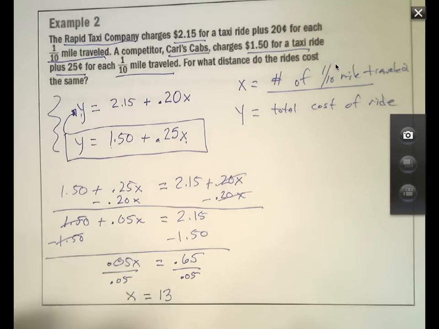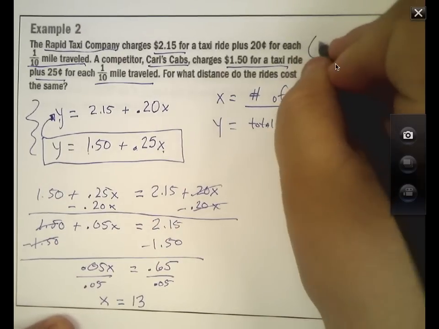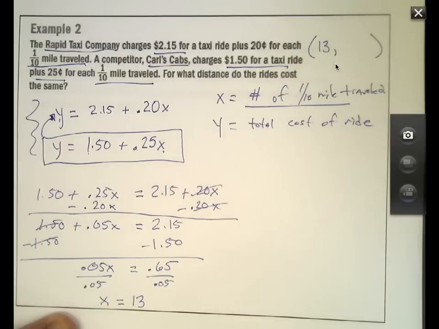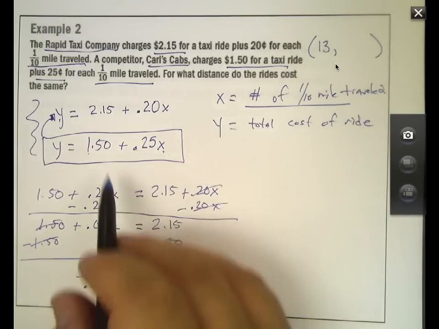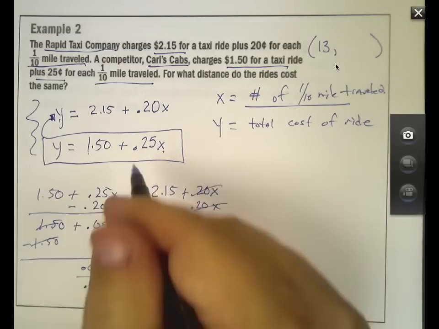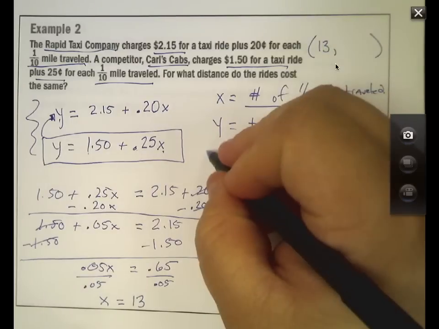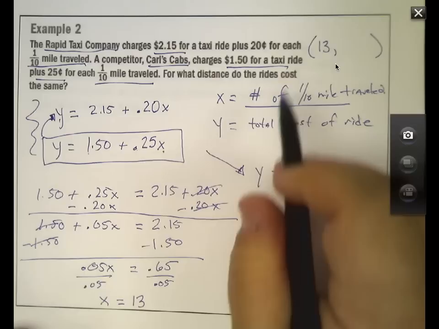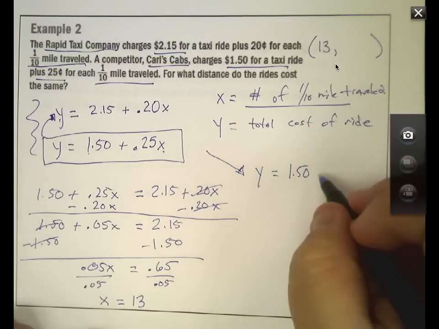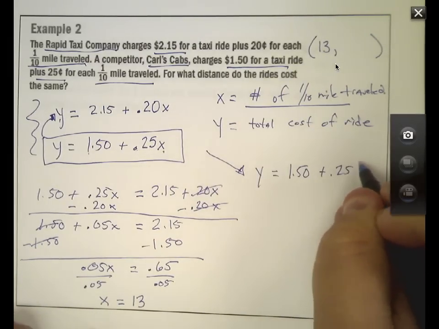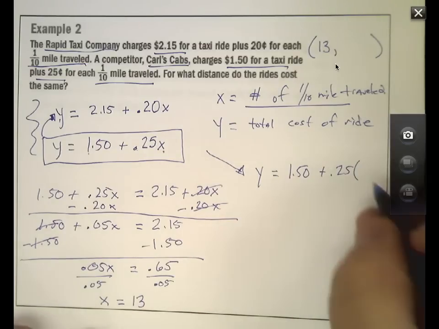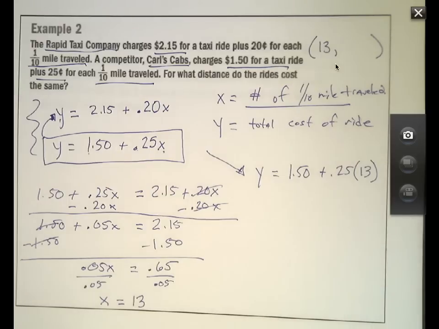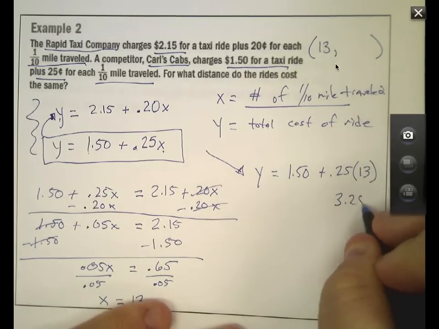Okay? Now, we got part of our answer. My x is 13. I still have to find my y. Well, either equation, it doesn't matter. I'm just going to put it into the second one just to show you that it's going to work. So, y equals $1.50, because you have to have an x and y as your answer, plus 0.25 times, what's x now? X is now 13. 0.25 times 13 is $3.25.